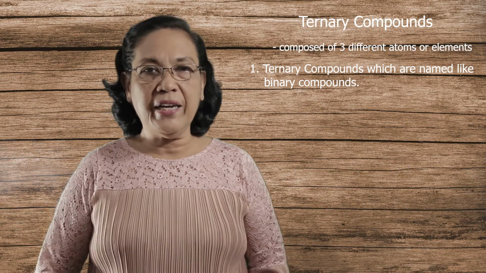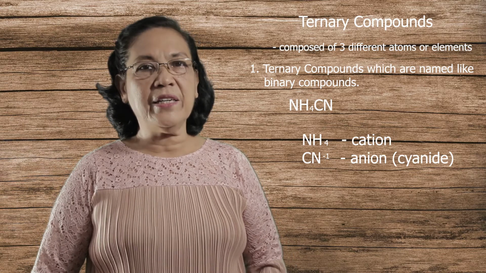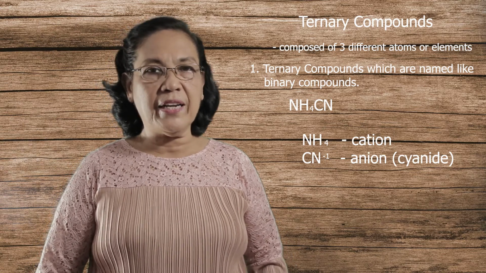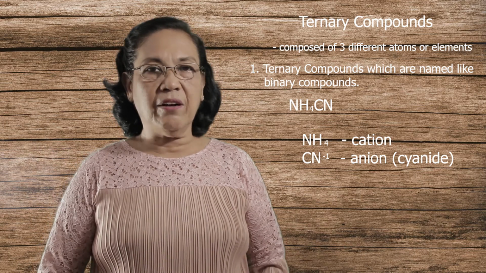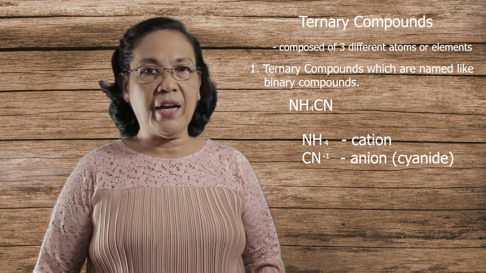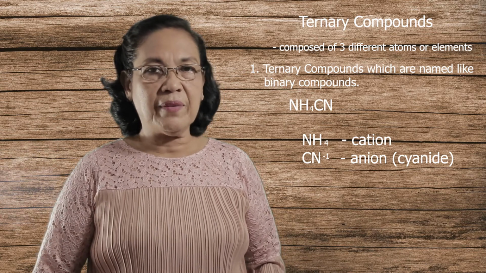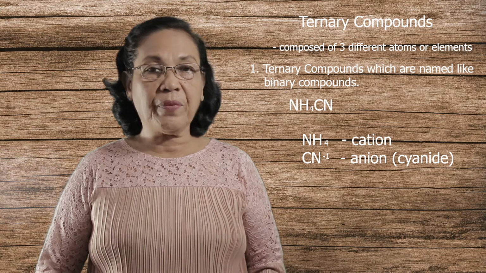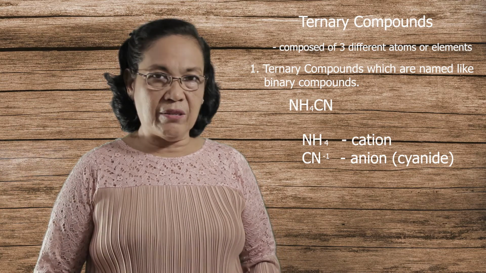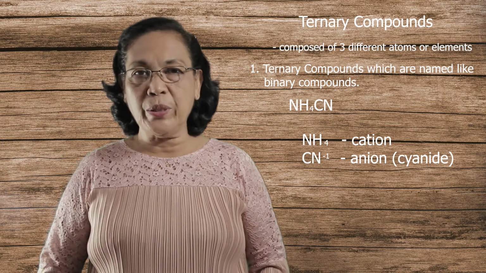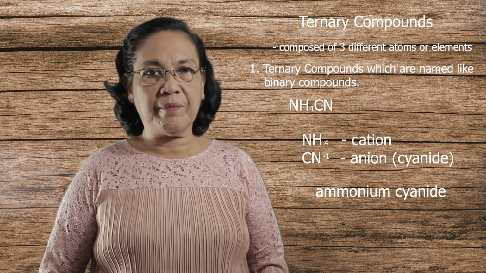Another example is NH4CN. NH4 is the cation part and it is polyatomic, while the CN is also a polyatomic anion. Since the NH4 is a cation, it is called ammonium, and the anion part, which is CN, is called cyanide. So the name of the compound is ammonium cyanide.